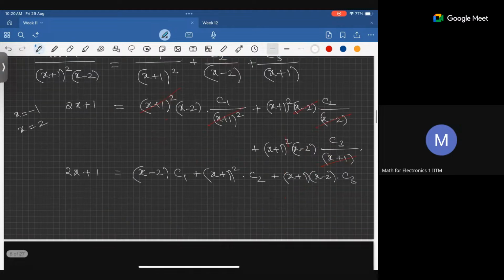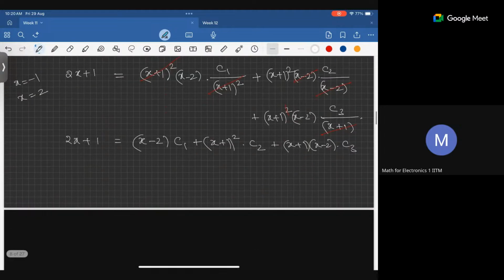Now if you see, two of these terms have x plus 1 in them. So if you substitute x is equal to minus 1, these two terms will go to 0, and you can get C1. Similarly, if you substitute x is equal to 2, these two terms will go to 0 because both have x minus 2 in them. You should substitute on both sides, and you will get C2.